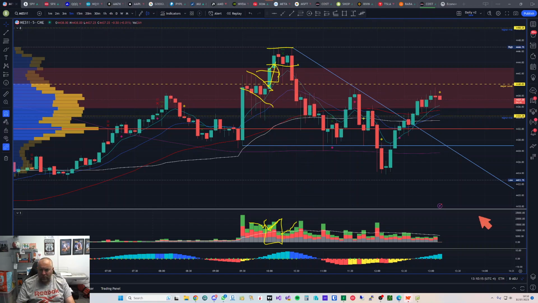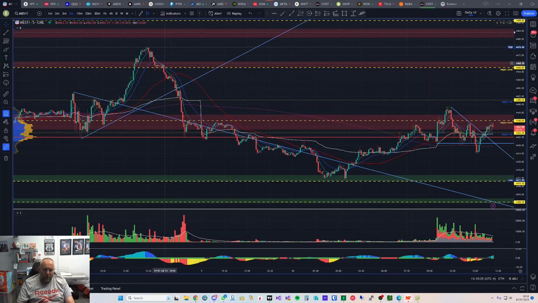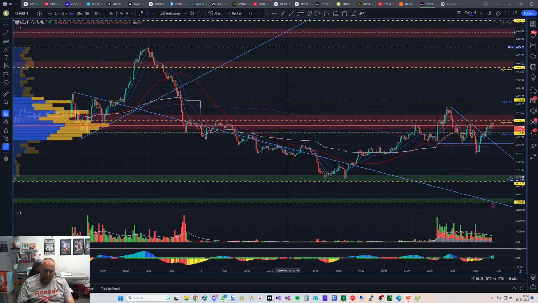My mind was set as I had a slightly bear bias today because Friday, let's just zoom out again. Friday we had this big sell-off, and I expected it to come back and retouch this area and break back down, and you can see it's not quite decided where it wants to go yet.